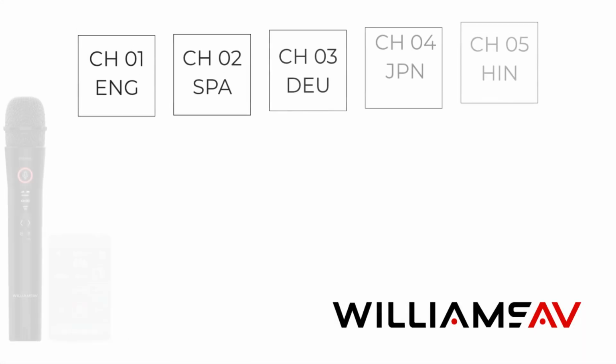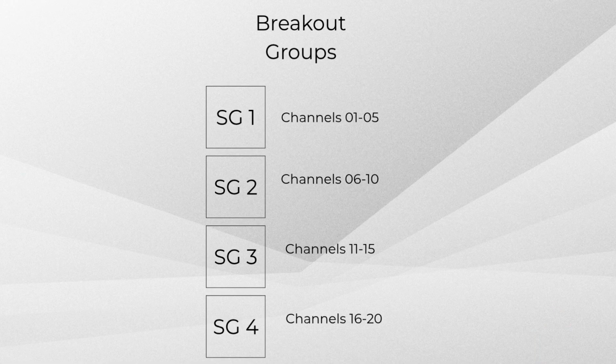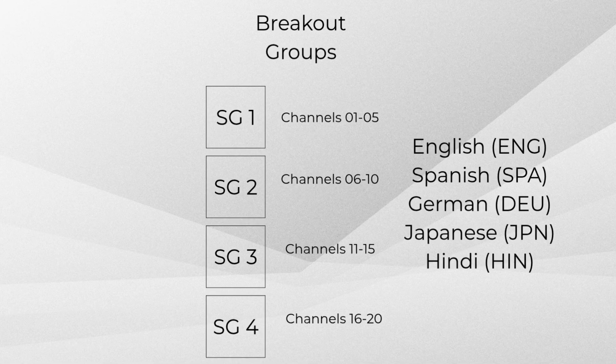Let's imagine we're at a large conference with 5 languages: English, Spanish, German, Japanese, and Hindi. As the conference progresses, the group will break out into 4 smaller subgroups for focused sessions. Each subgroup will have the same 5 languages, English, Spanish, German, Japanese, and Hindi, represented on different channels. English will be the primary language and assigned to Channel 1 in each subgroup to ensure hearing assistance is available for participants, even in cases where the presenter is close to the listeners.